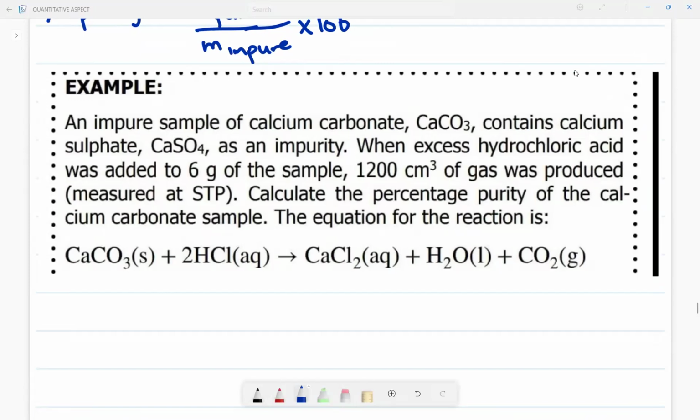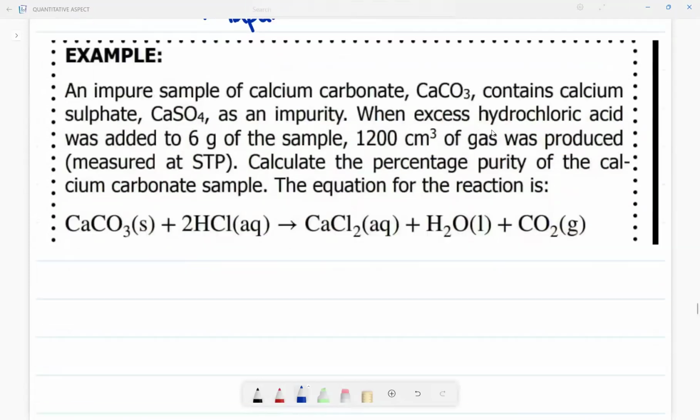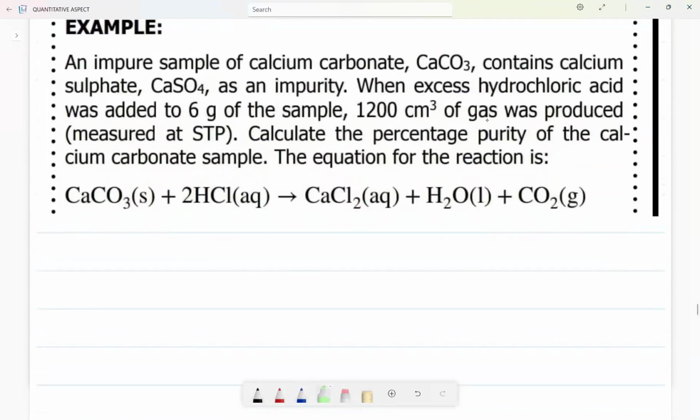Okay, now let's consider an example that I have here. It says an impure sample of calcium carbonate. So they are already telling you that calcium carbonate is impure, contains calcium sulfate as an impurity. When excess hydrochloric acid was added to 6 grams of the sample, can you see that this is the impure mass? Which sample? The sample of impure calcium carbonate.